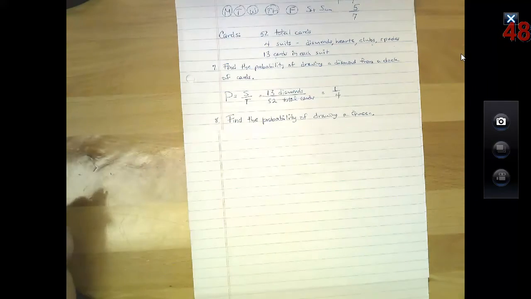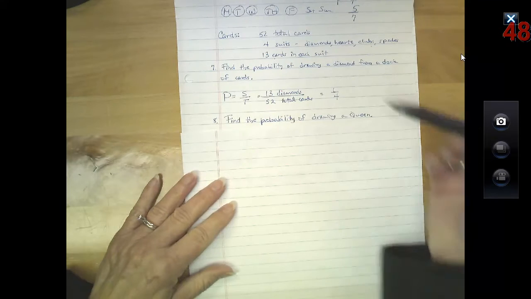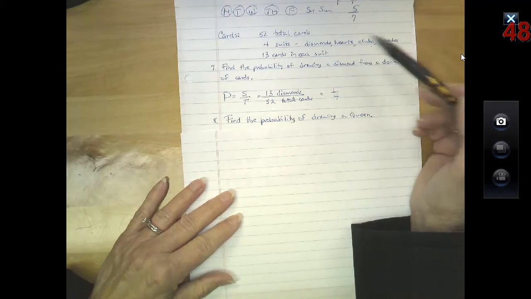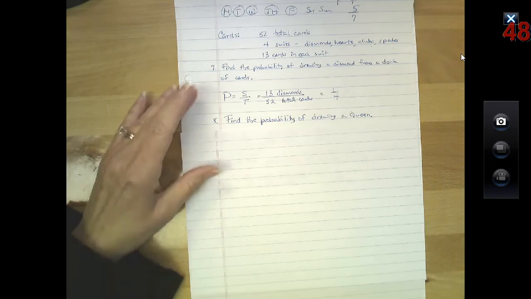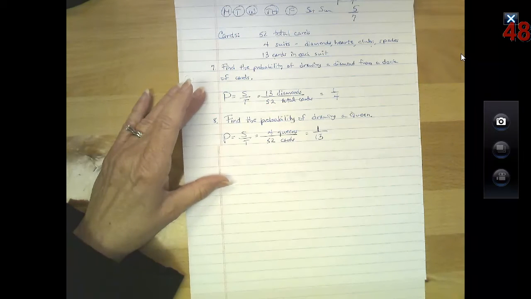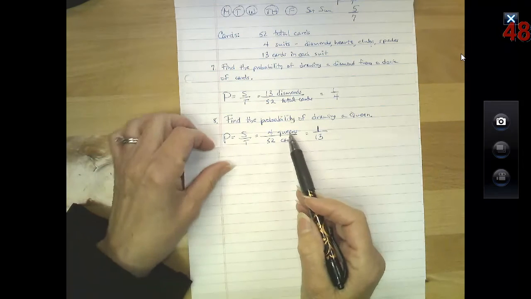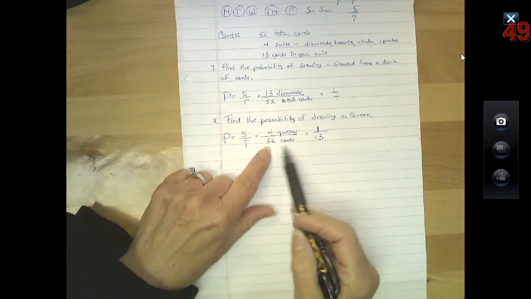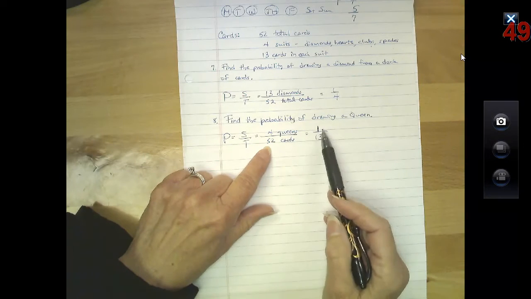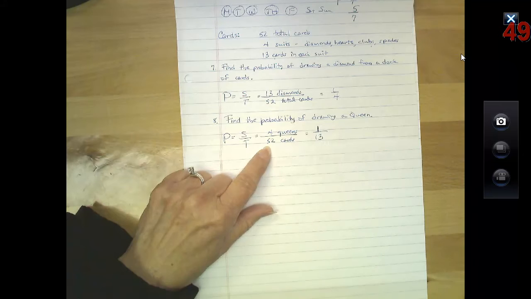Find the probability of drawing a queen. Now let's think about that. We have a queen of hearts, a queen of diamonds, queen of clubs, and queen of spades. So there's only 4 of them out of a total of 52 cards. So 4 queens, that's what you want to get. What you could get, or the total, is 52 cards. So reduce it to 1 out of 13.